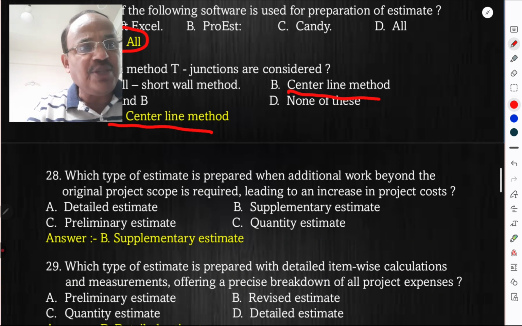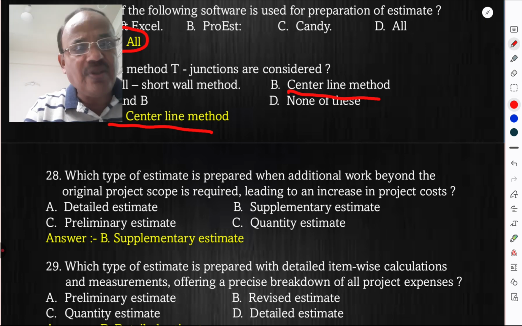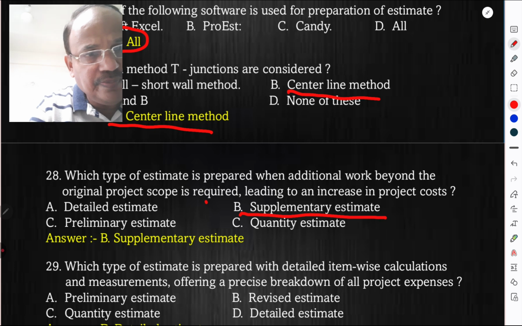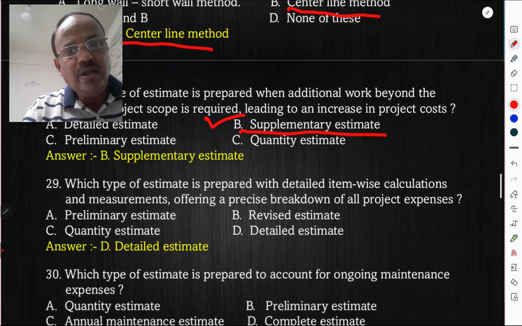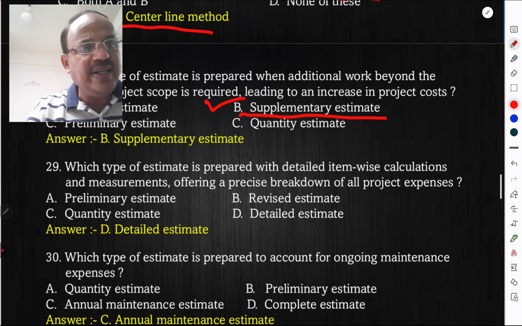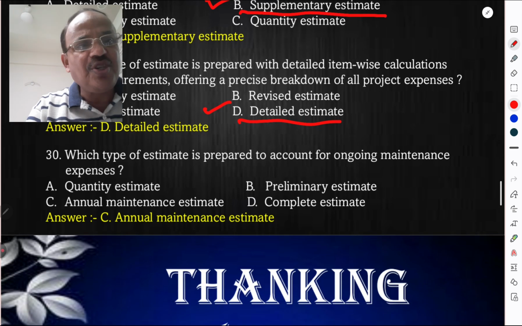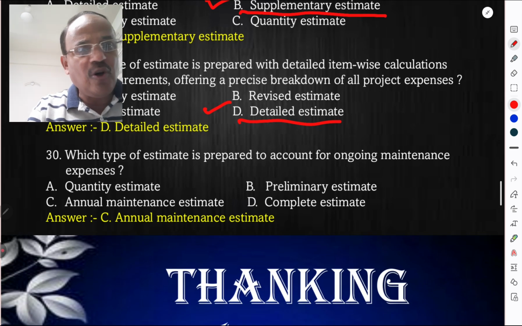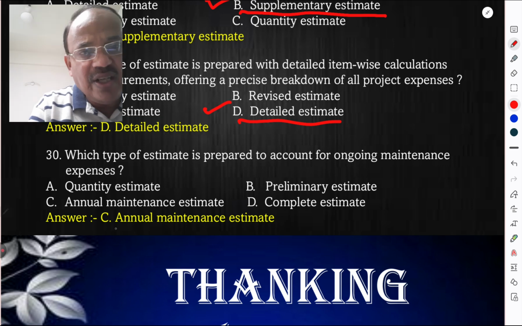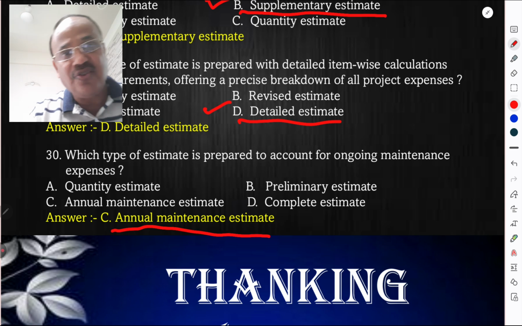Which type of estimate is prepared when additional work beyond the original project scope is required, leading to an increase in project cost? That is supplementary estimate. Which type of estimate is prepared with detailed item-wise calculations and measurement, offering a precise breakdown of all project items? That is the detailed estimate. Which type of estimate is prepared to account for ongoing maintenance expenses? That is annual maintenance and repair, or sometimes it is called an annual maintenance estimate.